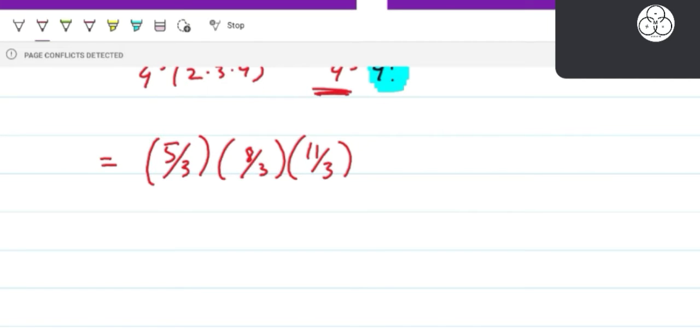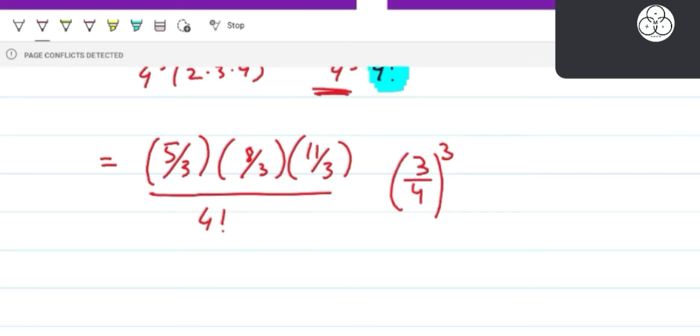So let us come back to the problem. Let us divide them by 3. What we will get? 3 by 4 whole cube, 4 factorial, right? And this is the T4 term. What is the benefit? Now it is increasing by 1, right? Now it is increasing by 1. So this is one benefit we are getting from here.